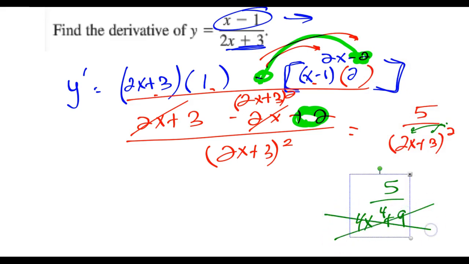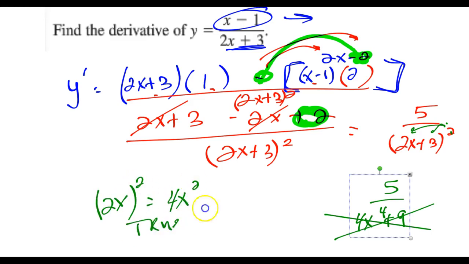First of all, 4x squared plus 9 is wrong. You cannot distribute that exponent through addition. You can only distribute exponents through multiplication. So this is true. This is a big false over here.